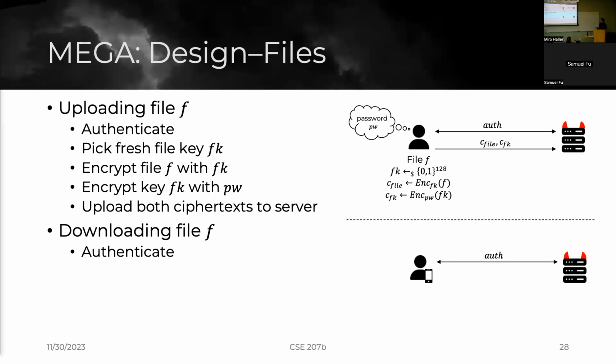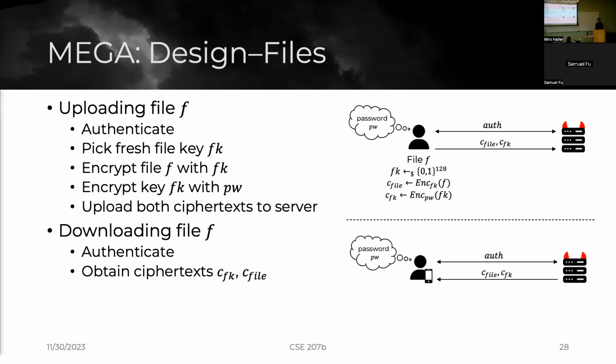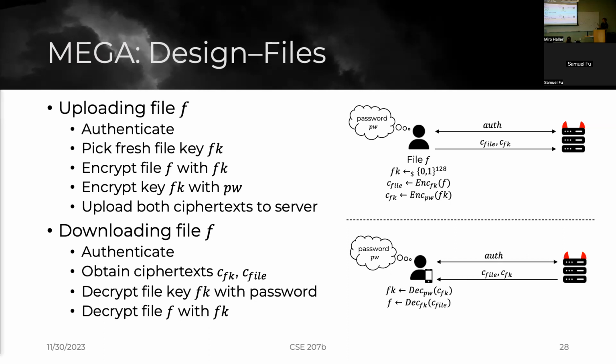One of the reasons is if you want to download your file, say from your mobile phone, but you uploaded it on your laptop, you need to somehow get this fresh random key that you generated on the laptop onto your phone. The way you can do this is by uploading an encrypted key to the server, so that on your phone you can authenticate again to the server. You can fetch the encrypted file and the encrypted key. You use the password you enter when you log into the application on the mobile phone to decrypt the key first, and then use this file key to decrypt the file. That way you can transfer the key from your laptop to your phone.